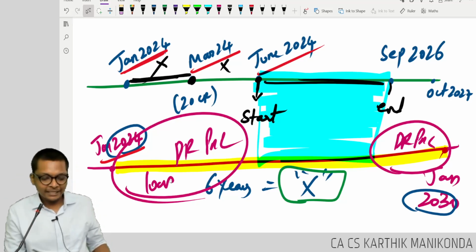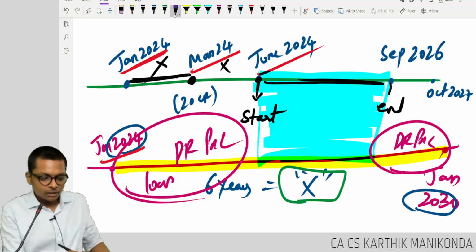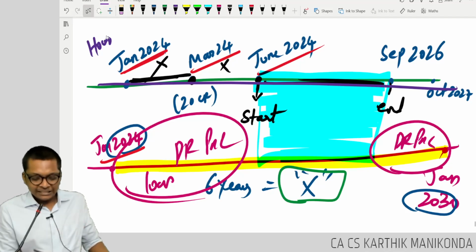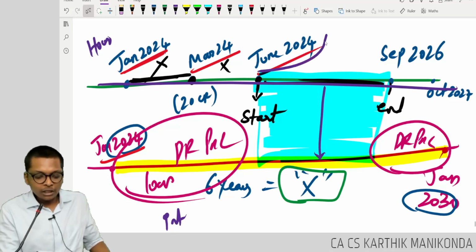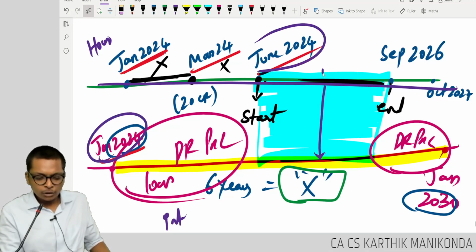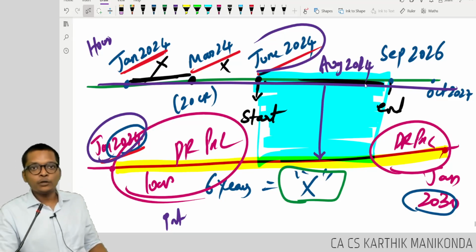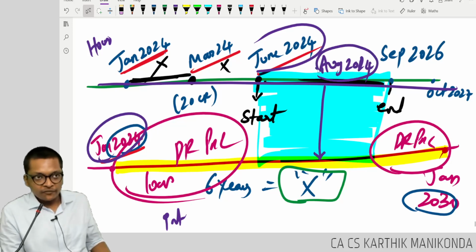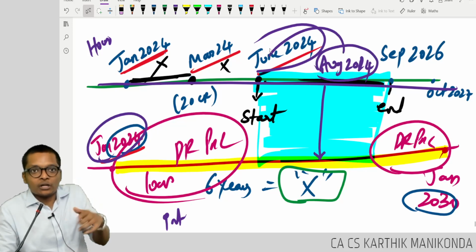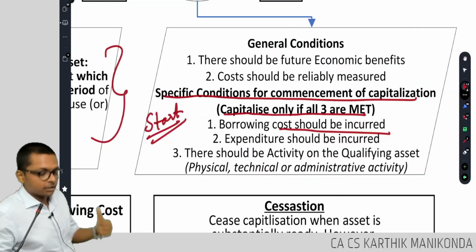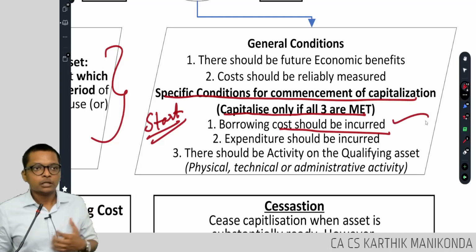Are you following, guys? Follow very carefully here. The first line, the timeline of the house, is not changing. I am only changing the timeline of the loan. Imagine he took the loan not in Jan 24, but only in, let's say, August 2024. When will you start capitalizing? Only August 24. Even though construction started before, how will I capitalize interest if interest was never incurred? So what is the first condition? Borrowing cost should be incurred. What is the second?